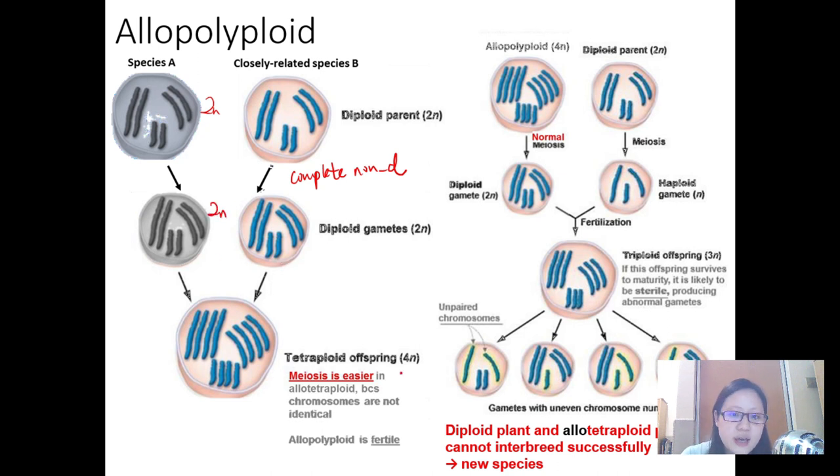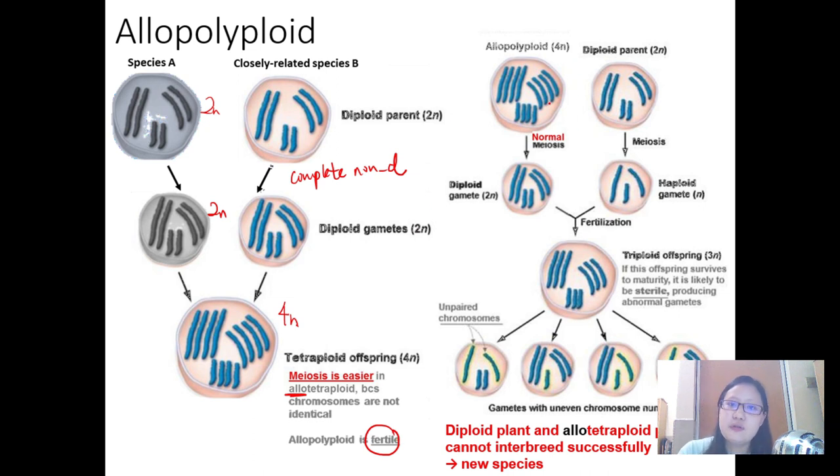This also can form a tetraploid offspring, but since this is an allotetraploid, this plant technically has 2N plus 2N, which are from different parents, right? So it might not be identical. So meiosis is slightly easier and it is probably fertile.